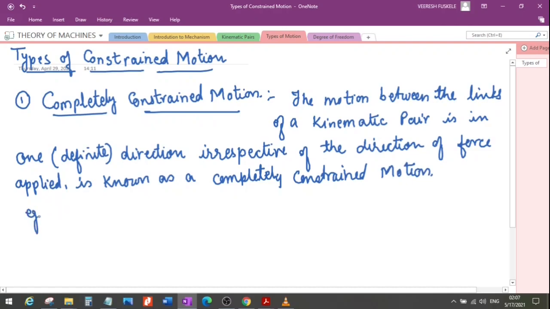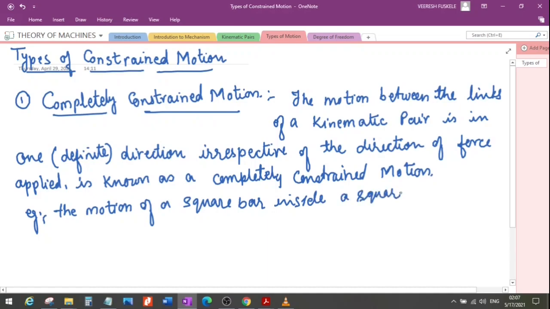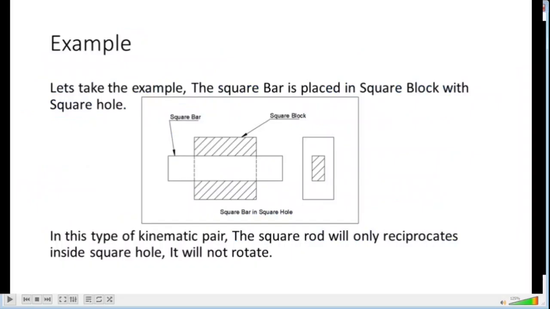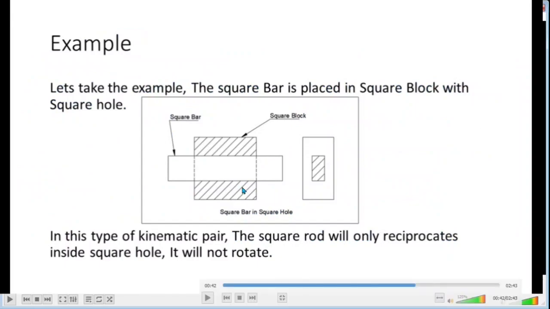So for example, we have seen earlier the motion of a square bar inside a square hole, right? So we have seen this earlier. Let me show you with this diagram. So this is how this thing looks like.